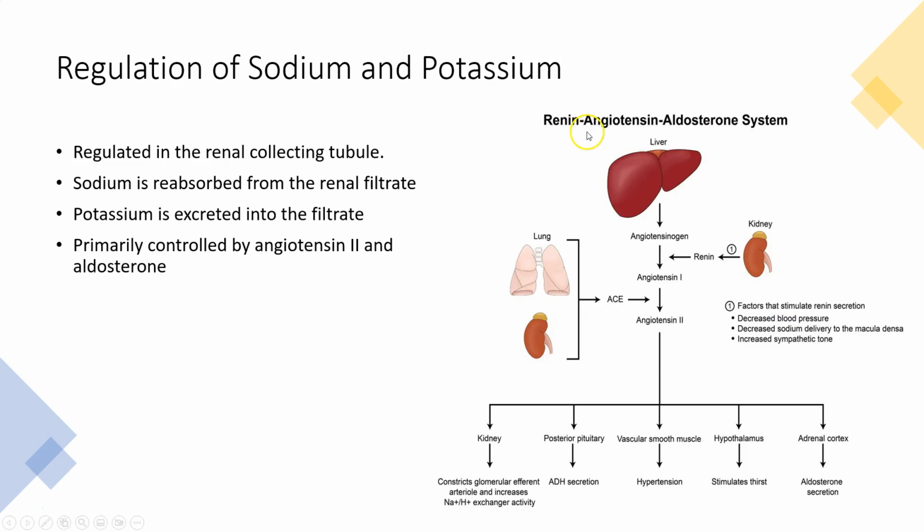When the renin-angiotensin-aldosterone system is activated, the kidneys will release a hormone called renin. Our liver produces a hormone called angiotensinogen, which is activated by renin into angiotensin 1. Angiotensin 1 will then travel to the lungs, where it encounters an enzyme called angiotensin converting enzyme, or ACE. Angiotensin converting enzyme converts angiotensin 1 to angiotensin 2.